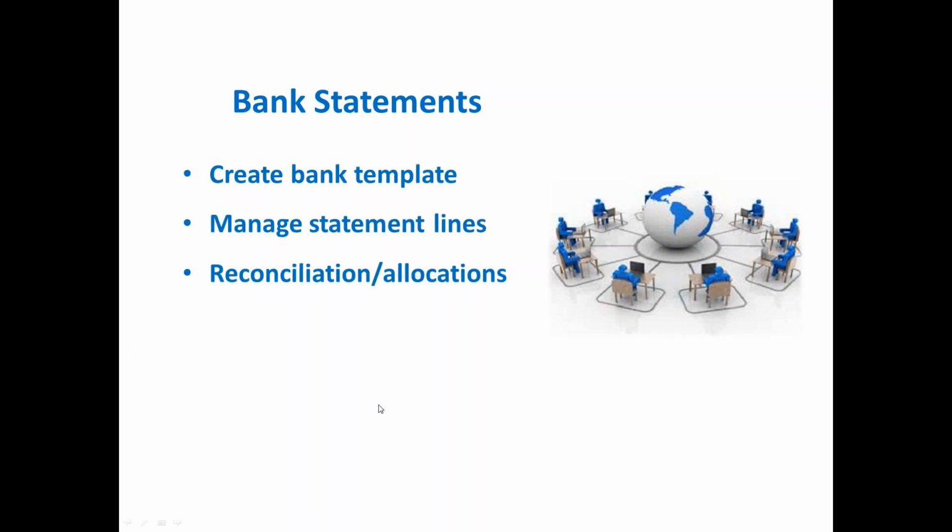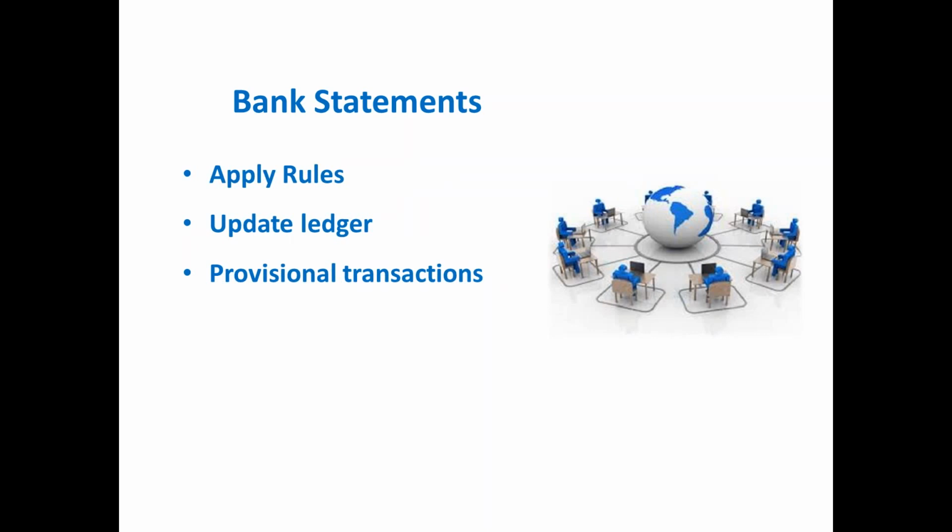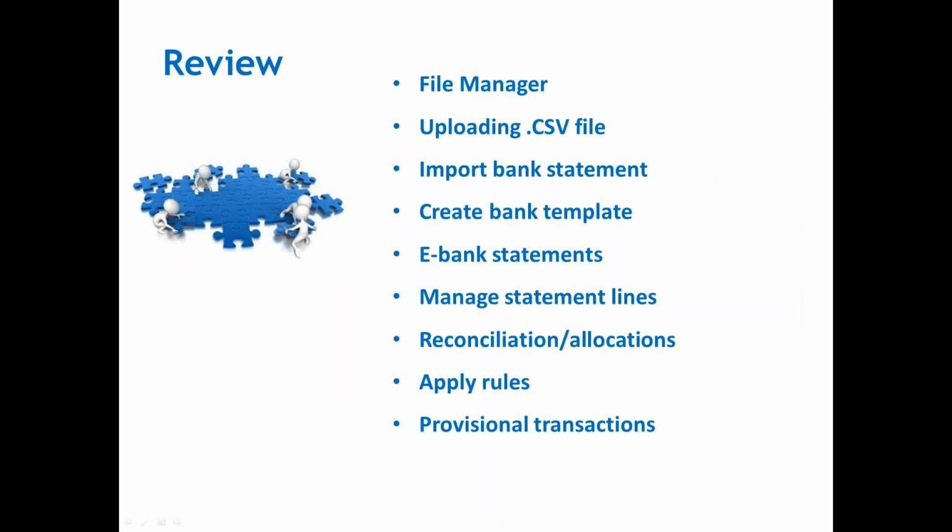Once we've gone through and imported our bank statement, we're going to have a look at creating the bank template. Once we've created the bank template, we're going to go ahead and manage those bank statement lines. So we'll be looking to reconcile and do a bit of allocation, doing both in one go. After we've finished managing our bank statement, we're going to look at where all the rules are being stored in Twinfield and how we can go through and update the ledger with our bank statement. We'll also be having a look in the Provisional Transactions, and I know that's an area that we've visited before. And then if you do have any questions, we can have a question and answer session at the end.